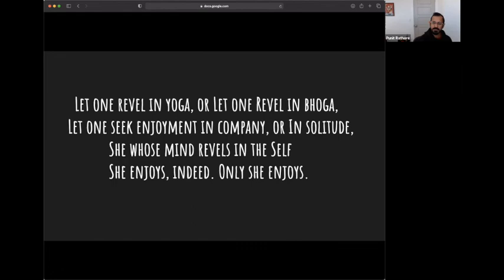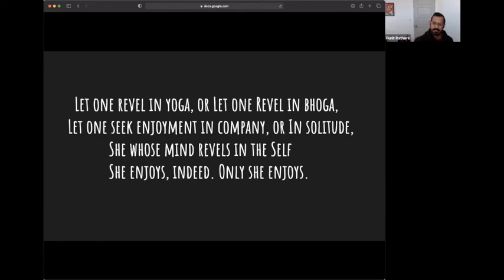And this is the translation, which is: let one revel in yoga or let one revel in bhoga. So bhoga means living a very materialistic life, which is, I want to fulfill all my material desires. Let one seek enjoyment in company or in solitude. She whose mind revels in the self, she enjoys, indeed only she enjoys.